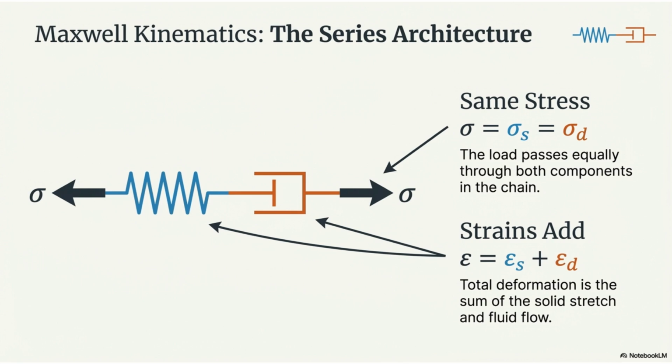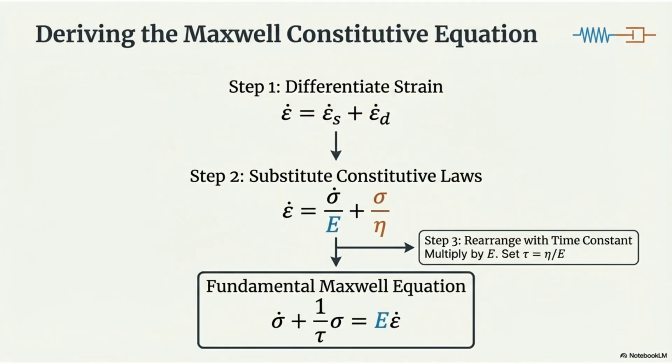In this setup, the stress is the same across both components, and the total strain is the sum of the strains in the spring and dashpot. To derive the Maxwell constitutive equation, we differentiate the total strain with respect to time, substitute the constitutive laws, and rearrange with the time constant. This results in the fundamental Maxwell equation.